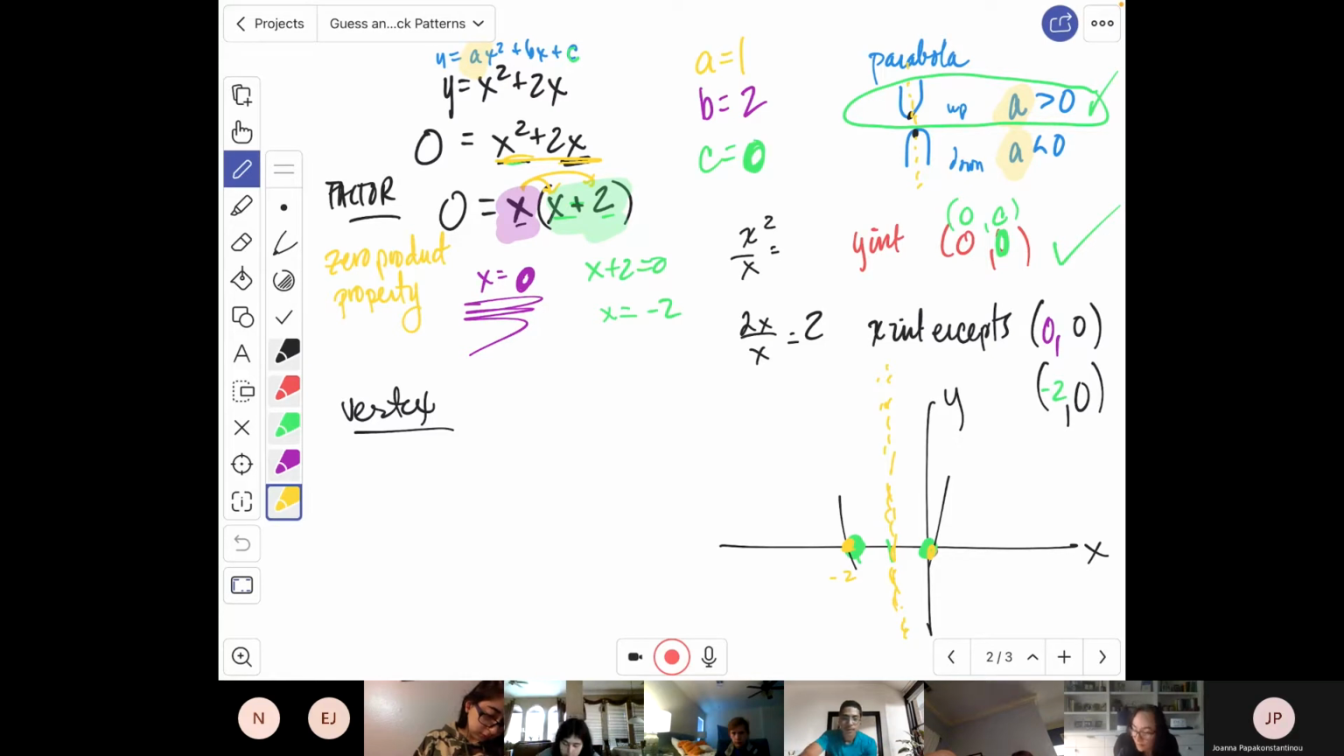For the vertex, for our axis of symmetry, right? This is our axis of symmetry. And my vertex falls on my axis of symmetry. So what is the x value of the vertex? We're halfway between 0 and -2. It's -1. Right? Christopher, do you see why it's -1?